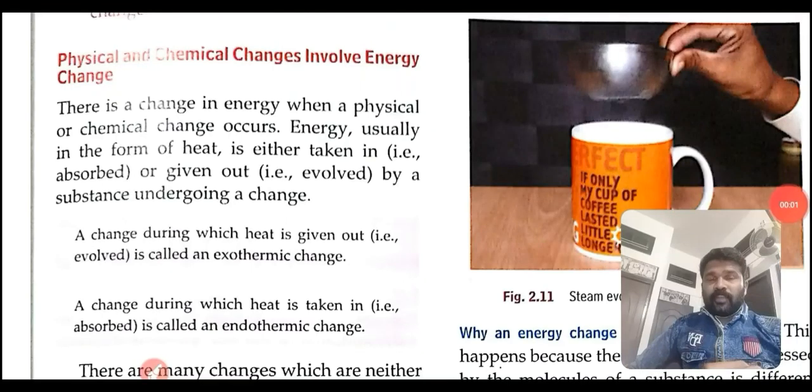Okay, students, here is our topic: physical and chemical changes involve energy change. There is a change in energy when a physical or chemical change occurs. Energy change is usually in the form of heat. It can be taken in or given out. Heat can be absorbed, or given out, which means evolved.